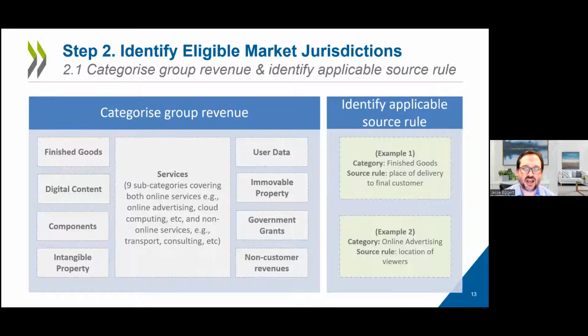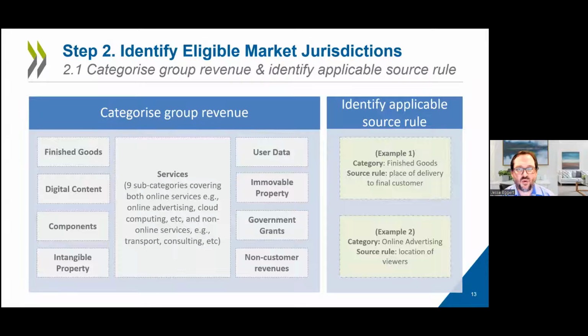And so for each category, you'll identify an applicable sourcing principle, and those are set out by category in the MLC. So for example, for finished goods, the sourcing principle is the place of delivery to the final customer. So revenues are sourced based on where the goods are delivered to the final customer. For online advertising, as our second example on the slide, you look at where the viewers are located, and that's the jurisdiction in which the revenues from that activity are going to be sourced.